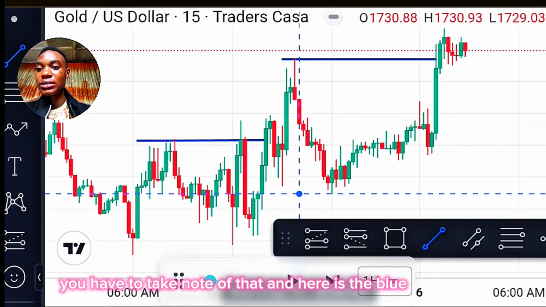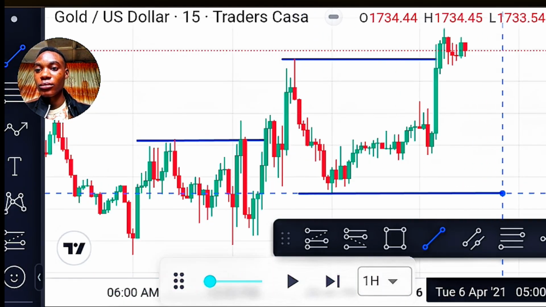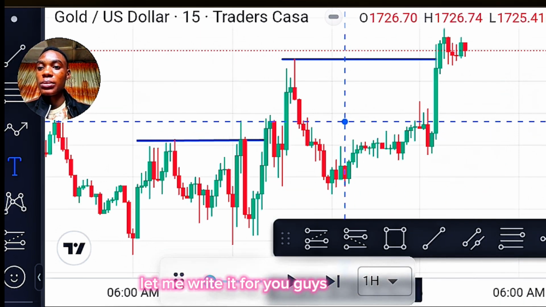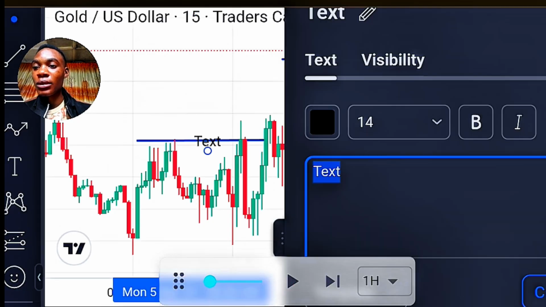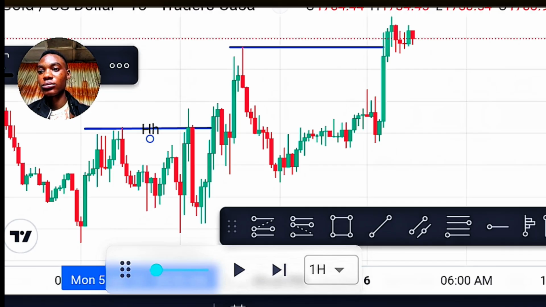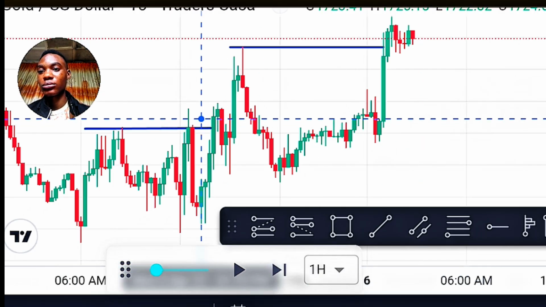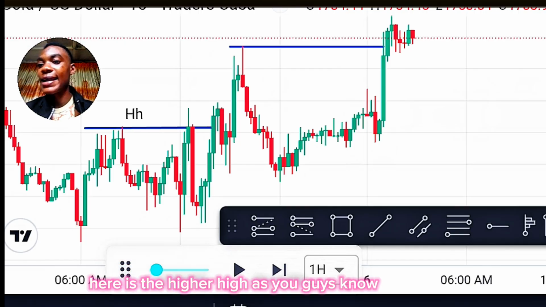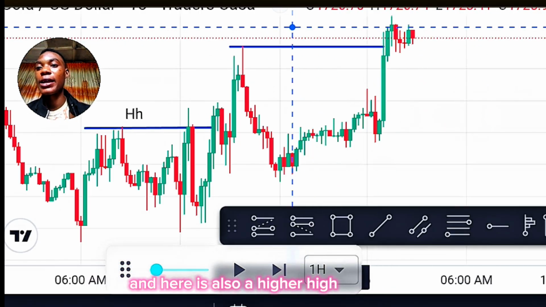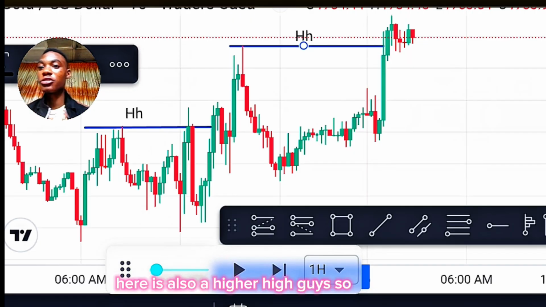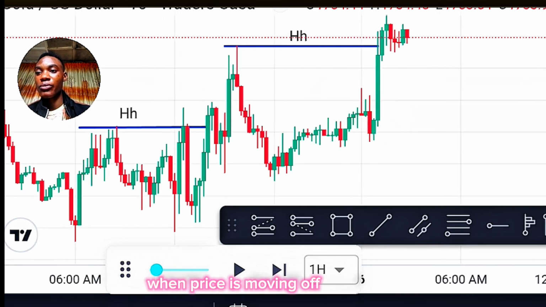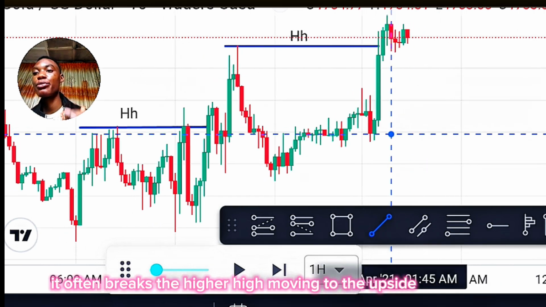And here is the low, a higher low. Here is a higher low. Let me write it for you guys. Here is the higher high, as I showed you in the diagram. And here is also a higher high, guys. So when price is moving up, it often breaks the higher high, moving to the upside.